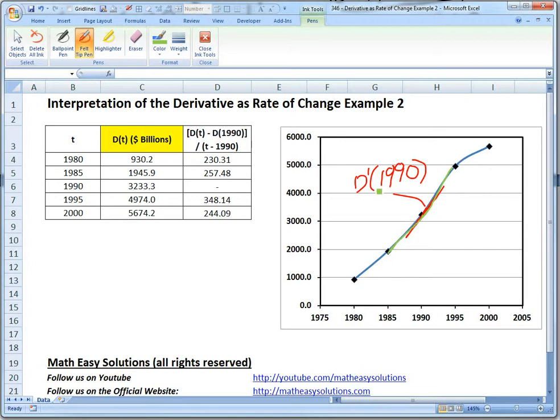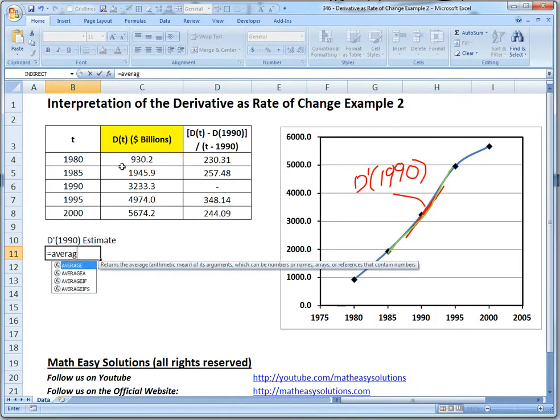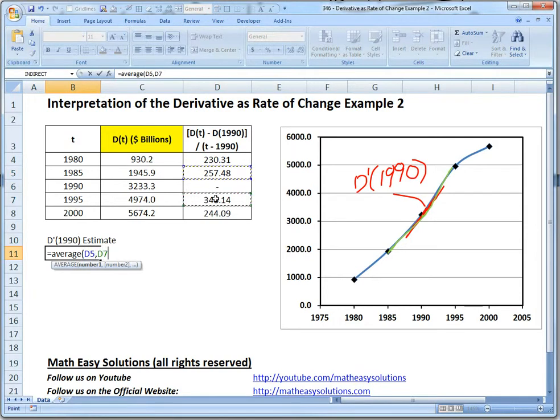So the derivative at 1990 should be somewhere in between, and we just have to estimate that slope. One quick way is to take these two, because it should be in between them, since it's high up here and lower on the bottom. Since it's a smooth line like this, we can estimate it as the average of these two numbers. We write average, select this number and this number, and it'll be 302. So 302, or we could round it up to 303, billion dollars per year.